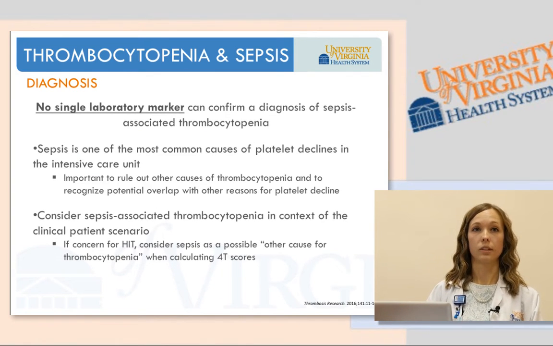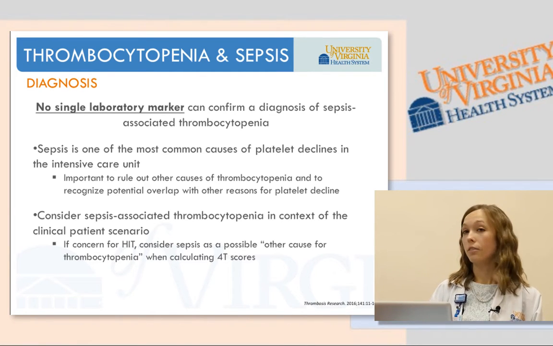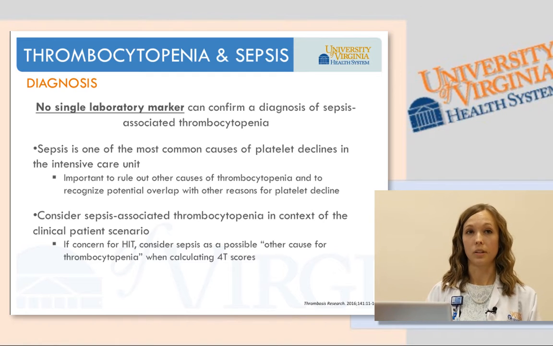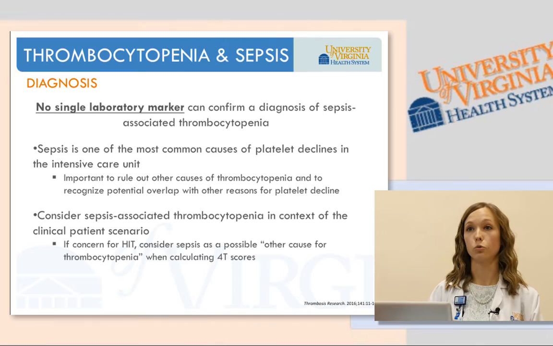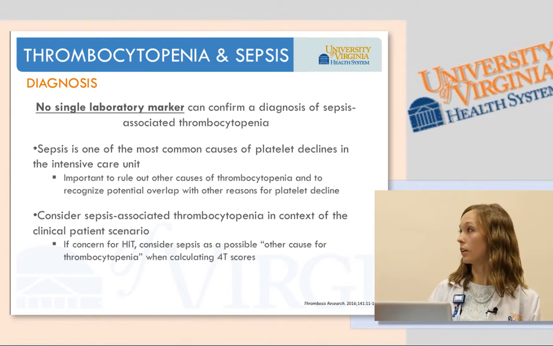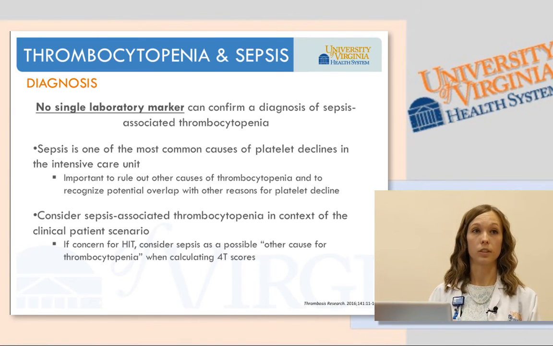So when it comes to diagnosing sepsis-associated thrombocytopenia, unfortunately, we don't have any one single laboratory marker that can confirm a diagnosis. I think we just have to recognize that sepsis is one of the most common causes of platelet decline. So if we do have a septic patient with a platelet count that is declining, it's very likely that our thrombocytopenia is due to the septic episode. But at the same time, I think it's important to rule out other causes, do our due diligence, and recognize that there might be multiple reasons for somebody to be thrombocytopenic.